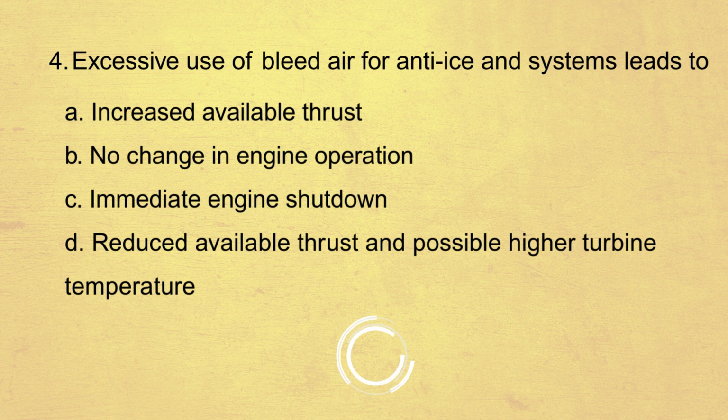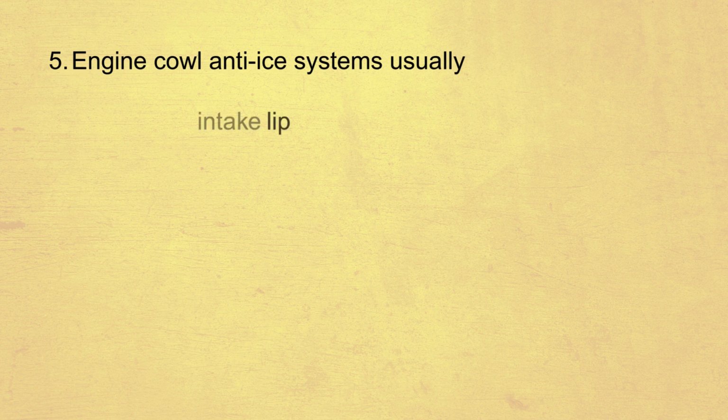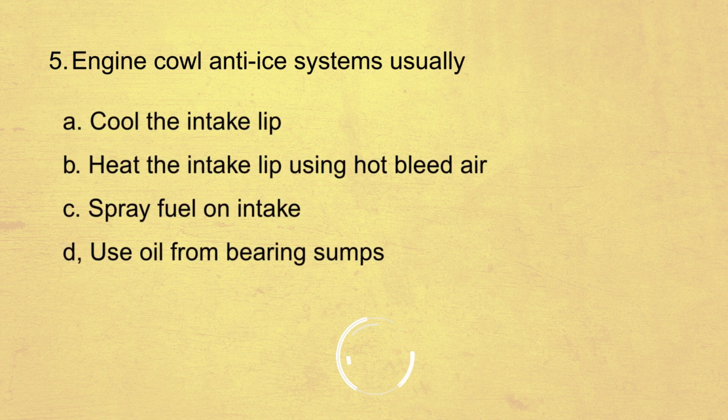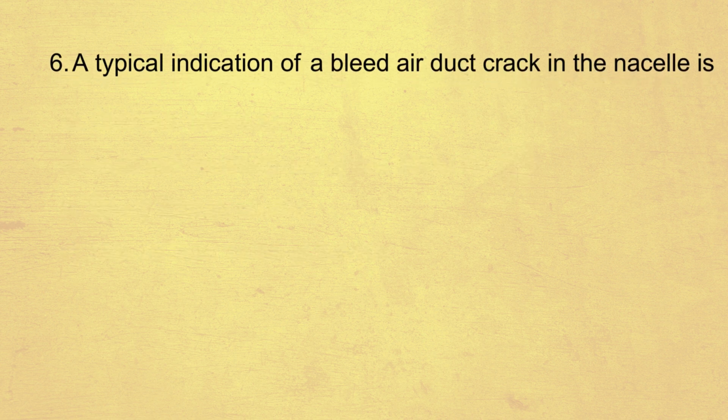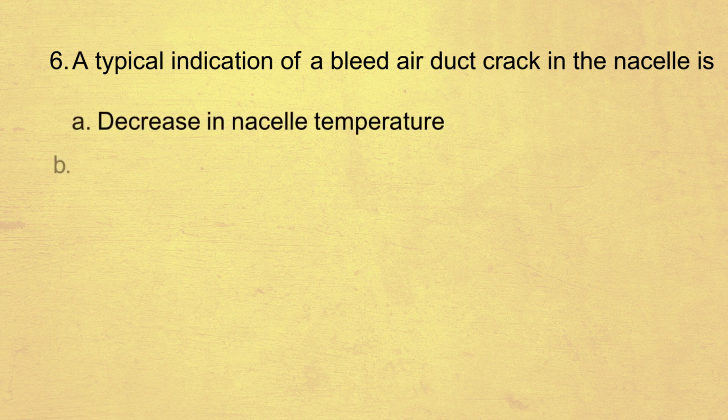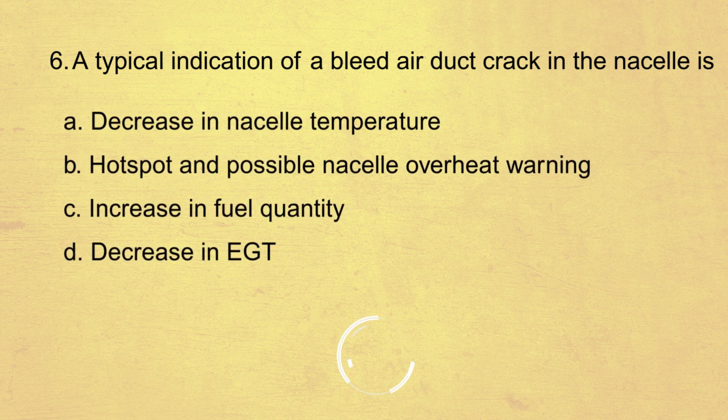Excessive use of bleed air for anti-ice in systems leads to reduced available thrust and possible higher turbine temperature. Engine cowl anti-ice systems usually heat the intake lip using hot bleed air. A typical indication of a bleed air duct crack in the nacelle is a hot spot and possible nacelle overheat warning.